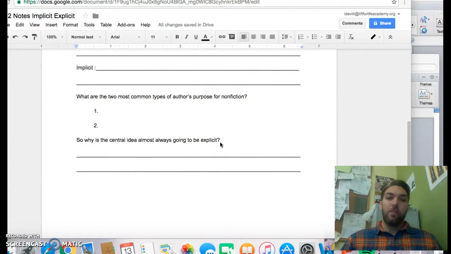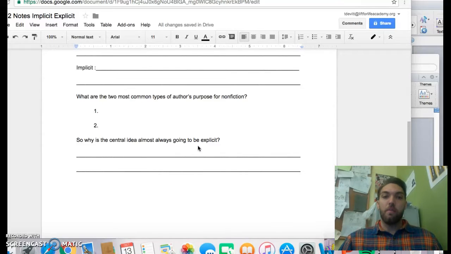Now your job for the rest of the class is going to be trying to find exactly where this explicit central idea statement is going to be. Because like we just said, almost all nonfiction articles will have an explicit main idea somewhere. You just have to find exactly where and pick up on the pattern of where authors usually include this statement.